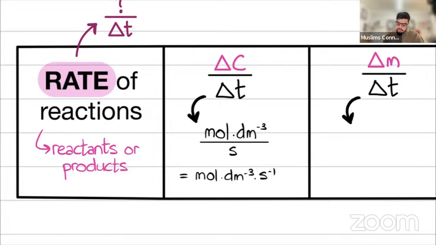What am I looking for? What's the word I'm looking for? Units for rate of reaction.